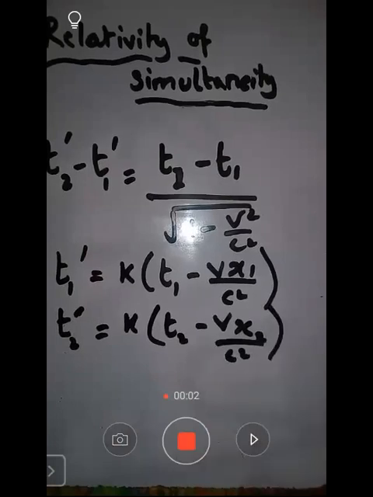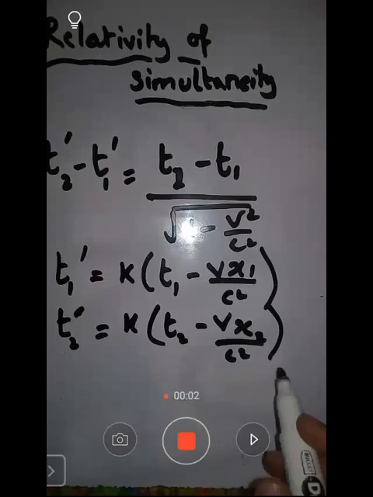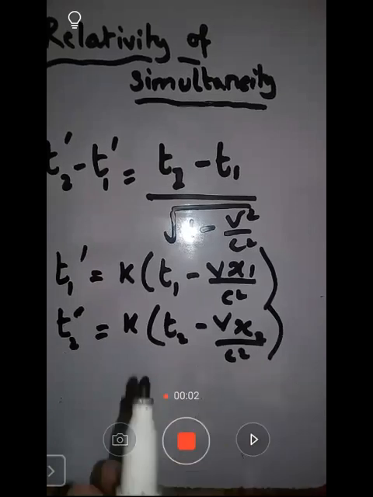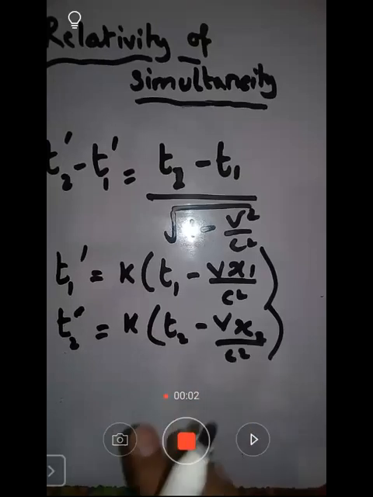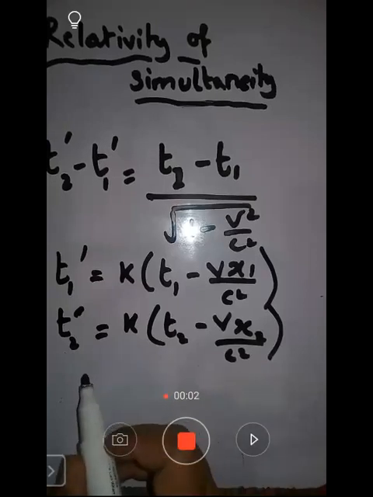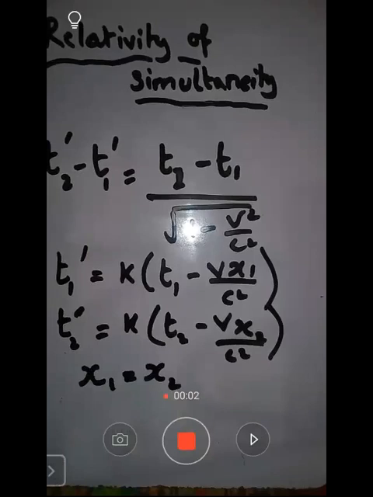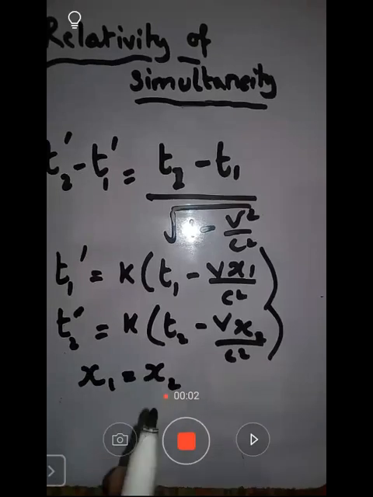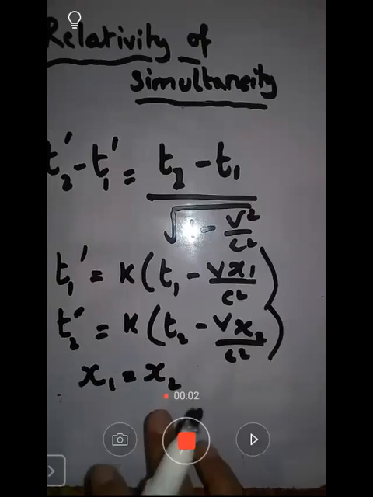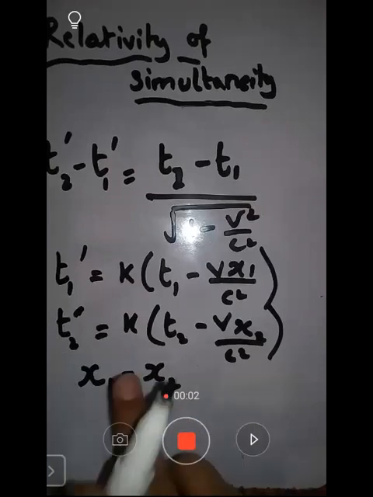Now, the problem is that if the observer in S dash has to observe that these two events are occurring simultaneously, they cannot occur simultaneously unless both are occurring at the same spot, meaning the positions of the two events are the same. That is, x1 should be equal to x2. For the observer present in S dash frame of reference, it is required that the two events occur at the same spot or at the same position. So x1 should be equal to x2.